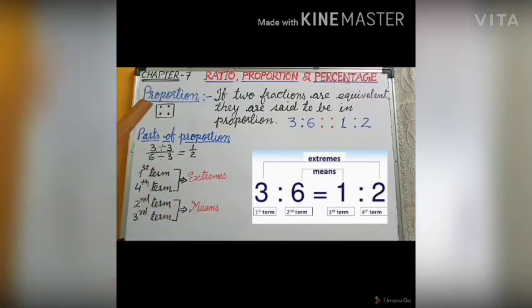So what is proportion? Proportion is, if two fractions are equivalent, they are said to be in proportion. That means if two fractions are equivalent, we can represent them as an equation, and that equation is called proportion.